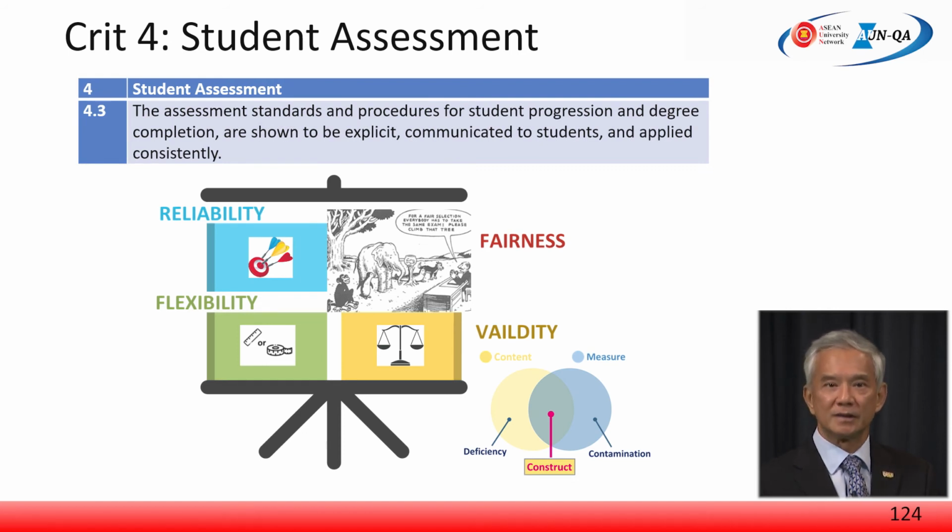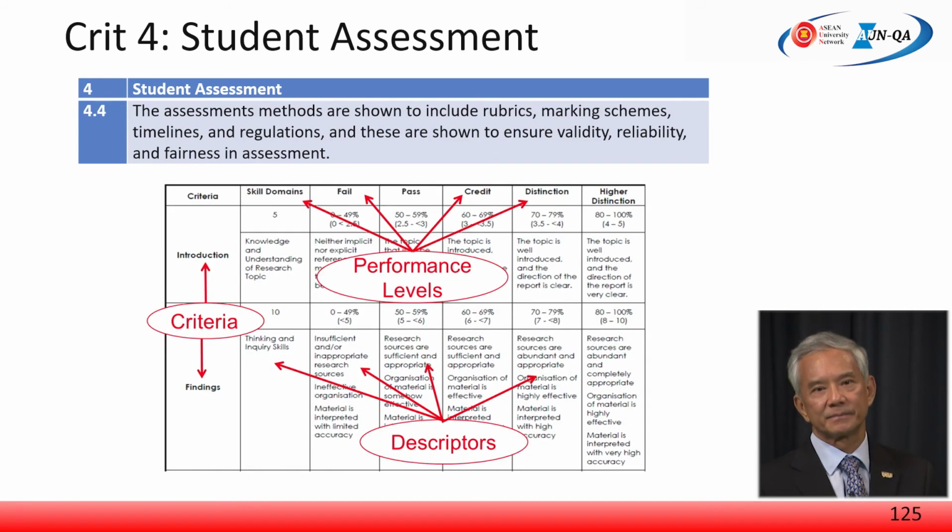Requirement 4.3 is to show that the examinations, homeworks, and other assessments have good reliability and validity, and that they are fair and have some degree of flexibility in application. The assessments need to be also construct valid as discussed in Module 2, Criterion 1, Expected Learning Outcome, and that this information is communicated to students explicitly and applied to all courses consistently.